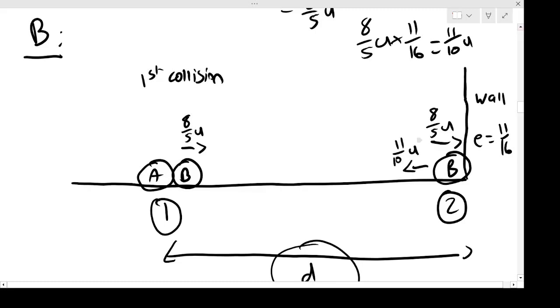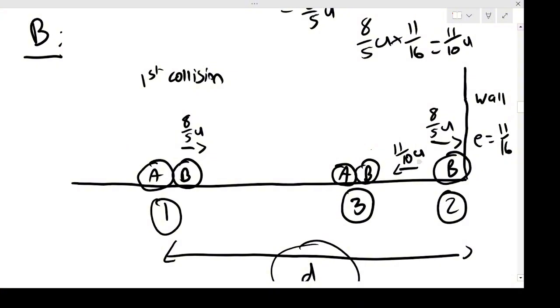And then they're going to collide again. So A and B are then going to collide again. So let's say they collide over here. I'm going to call this point 3. So this is point 3 in the journey. And so there we are. Okay. So hopefully happy with that. So B then leaves the wall at point 2 with speed 11/10 u, and then it goes to A again. Okay. So hopefully happy with that.